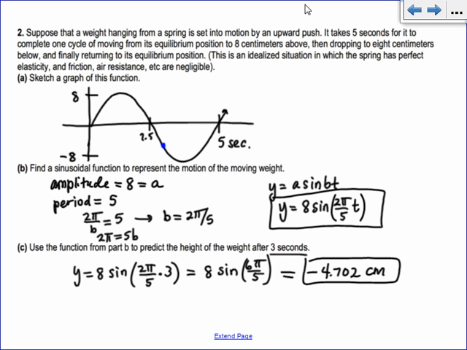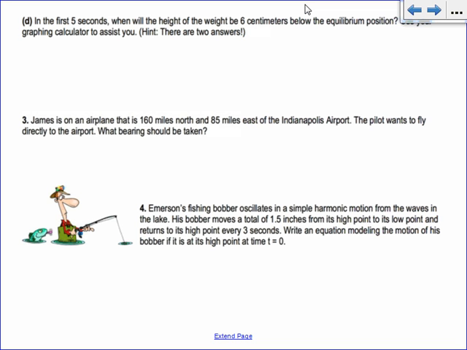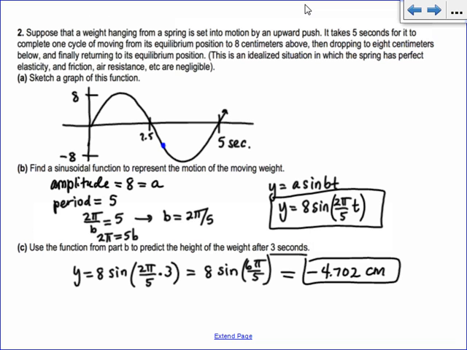Alrighty. In the first 5 seconds, when will the height of the weight be 6 centimeters below the equilibrium position? You might use a graphing calculator to assist you. So we're saying 6 centimeters below. If you're going to be 6 centimeters below, that's going to be in 2 different locations, right?